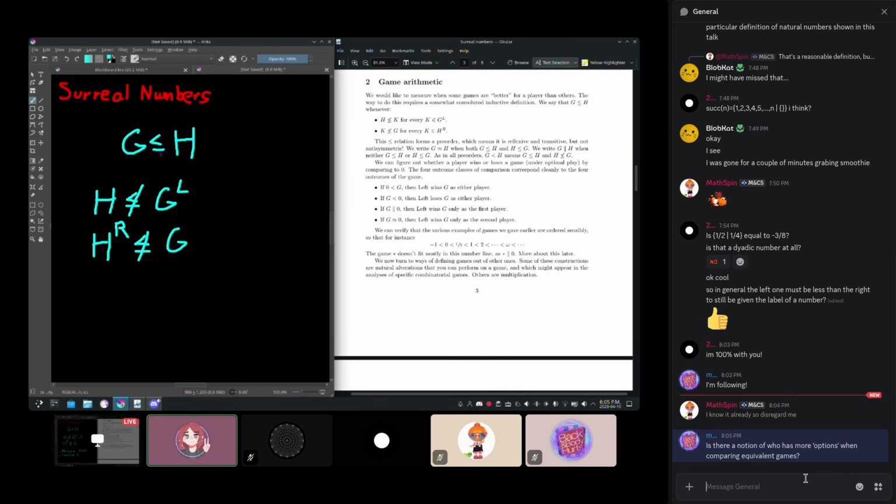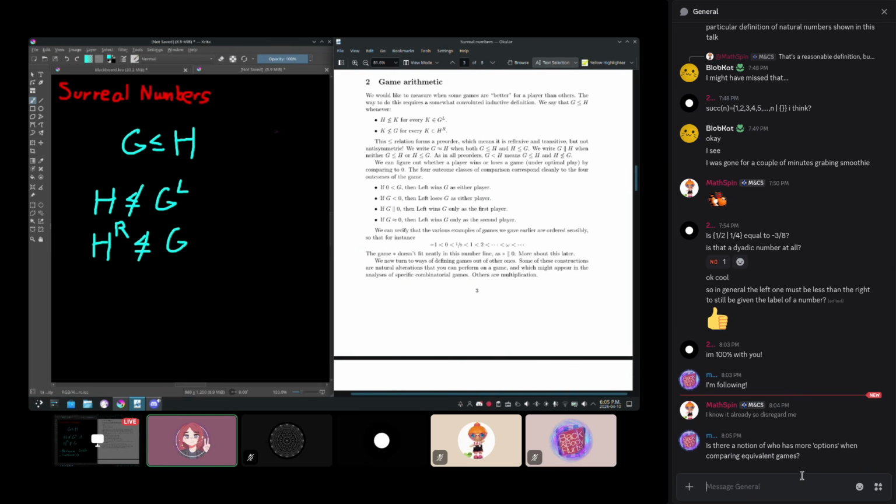So let me try to explain what this definition actually means. Intuitively, G less or equal to H basically just means left prefers H to G. No, actually, you know what? I think this doesn't make sense if I haven't talked about addition, so I'm still not going to explain what this means. I think it makes more sense if we just try to plug in 0 and see what happens.